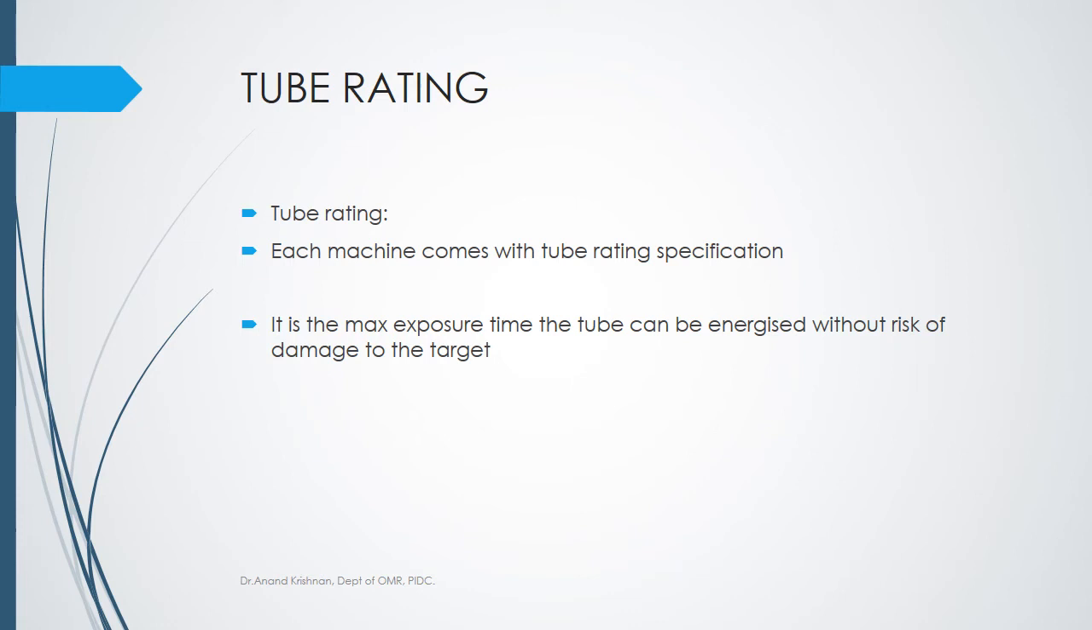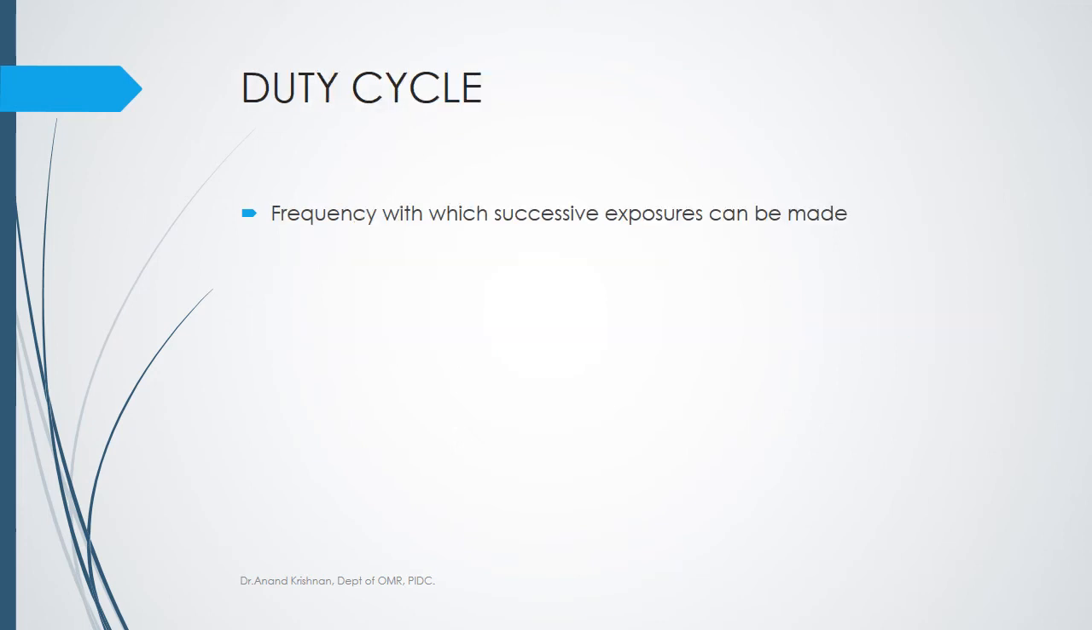And tube rating: each machine comes with a tube rating specification. It is the maximum exposure time the tube can be energized without risk of damage to the target. So tube rating is basically the structure of the tube. If, for example, you see the tube of an OPG machine or a CBCT machine, it is obviously going to be different from that of an intraoral machine. So the capacity of the tube generally gives us the idea of how much can be produced.